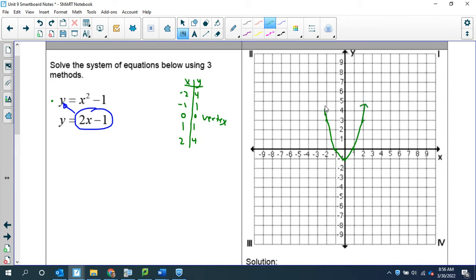So there's our parabola. This is still a line, so mx plus b. It's starting at 0, negative 1. And we're going up 2 over 1, up 2 over 1, up 2 over 1, down to the left 1, down to the left 1.